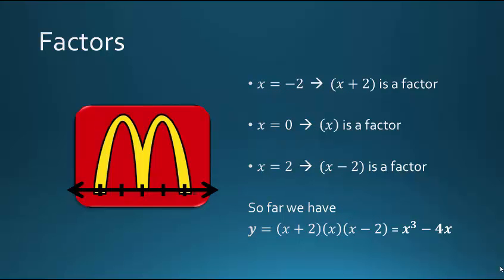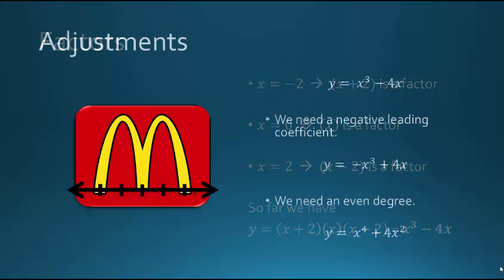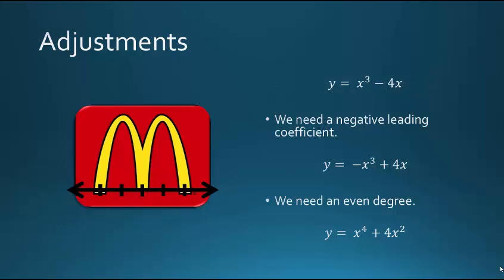Now we need to find our factors. If we look to the leftmost x-intercept, we see x equals -2. That tells us that x plus 2 is a factor. In the middle, we have the origin, x equals 0, so x is a factor. And x equals 2, so x minus 2 is a factor. When we string those factors together and expand them out, so far we have y equals x to the third minus 4x.